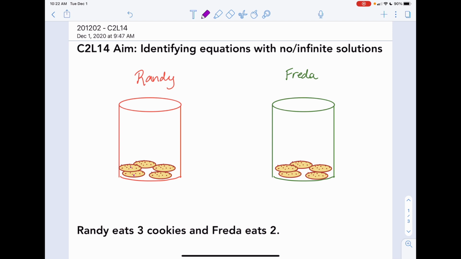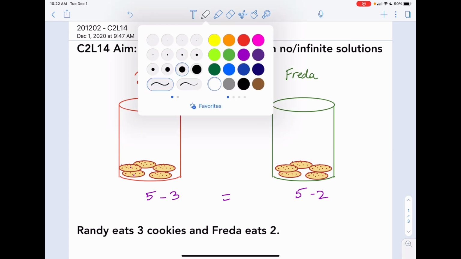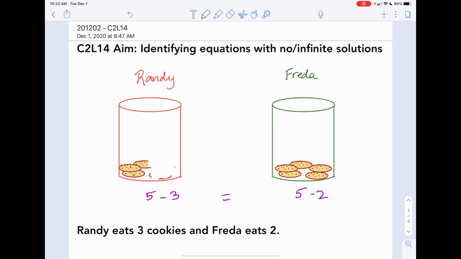So the situation that we have here is that the number of cookies that Randy has, 5, is equal to the number of cookies that Frida has. But if Randy eats 3 cookies and Frida eats 2, our cookie jars will now look something like this. 1, 2, 3 cookies gone, and 1, 2 cookies gone. Well, is the situation still necessarily true? Is the number of cookies that Randy has equal to the number of cookies that Frida has? And we see that the answer is not true.